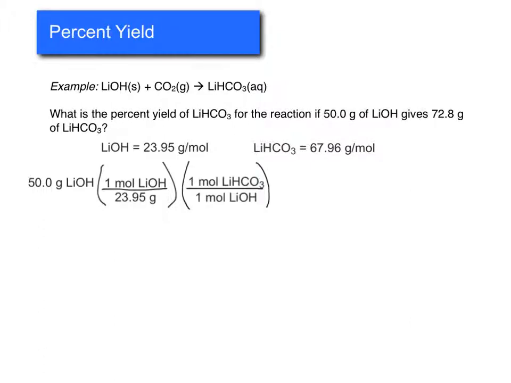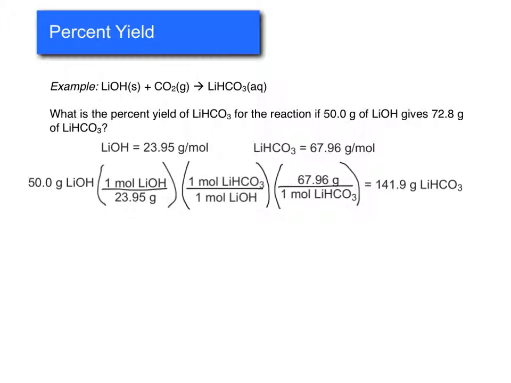And then the last thing we're going to do is go from moles of lithium bicarbonate to grams using the molar mass. So there's 67.96 grams in 1 mole of lithium bicarbonate. All right, when we multiply all that out, we get 141.9 grams of lithium bicarbonate.